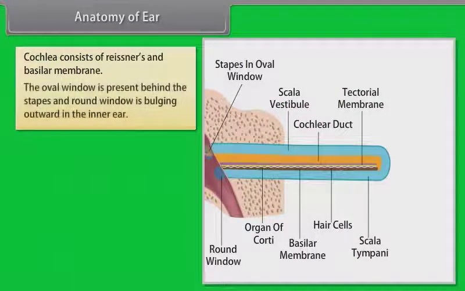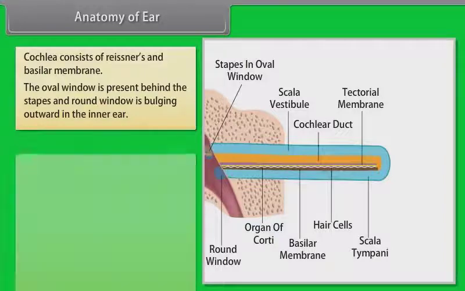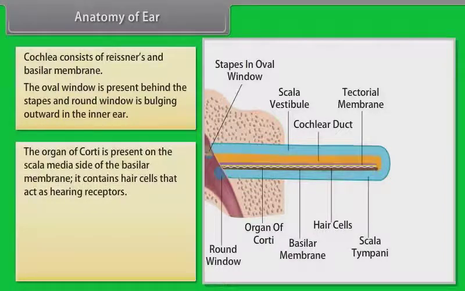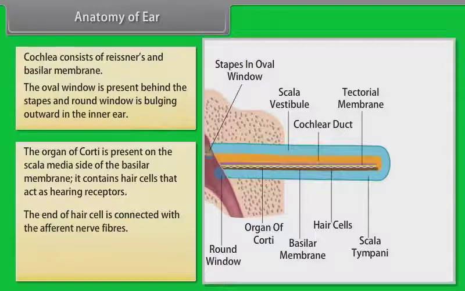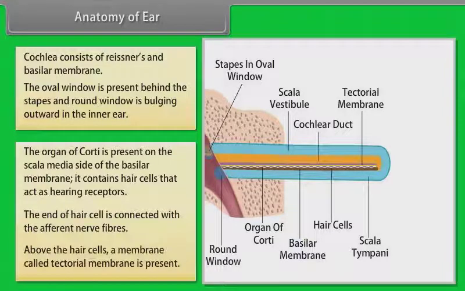The oval window is present behind the stapes, and the round window is bulging outwards in the inner ear. The organ of Corti is present on the scala media, on the side of the basilar membrane. It contains hair cells that act as hearing receptors. The end of the hair cell is connected with the afferent nerve fibers. Above the hair cells, a membrane called the tectorial membrane is present.